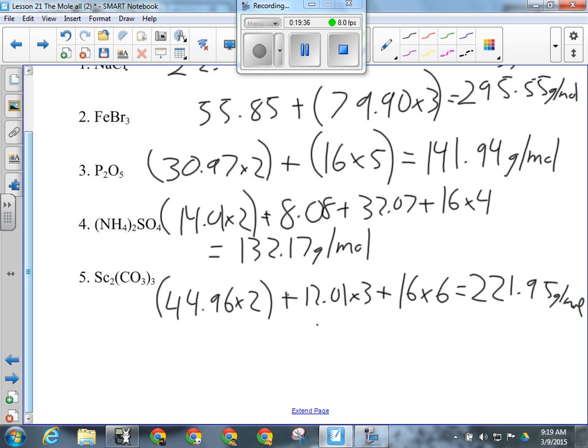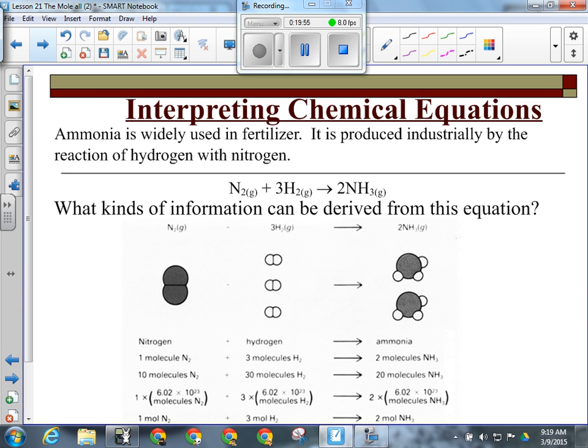Okay, is that making sense to people? Being able to do that step is relatively easy, but it is incredibly important because if you don't do that step right, whatever you calculate using the mole equation won't come out right either. Okay, any questions there?